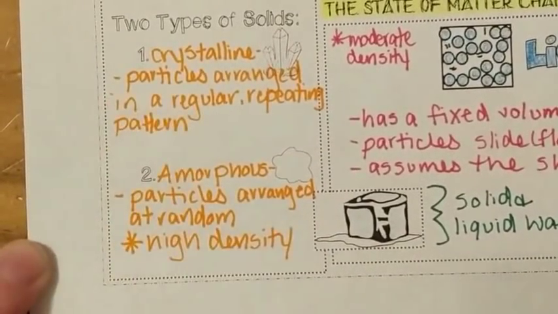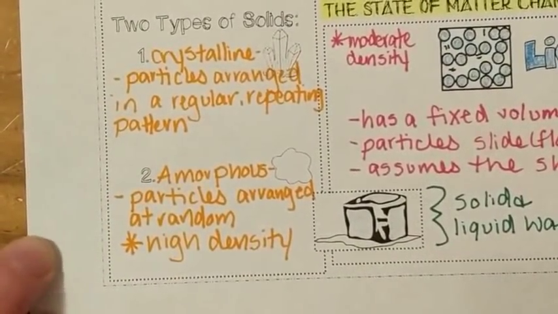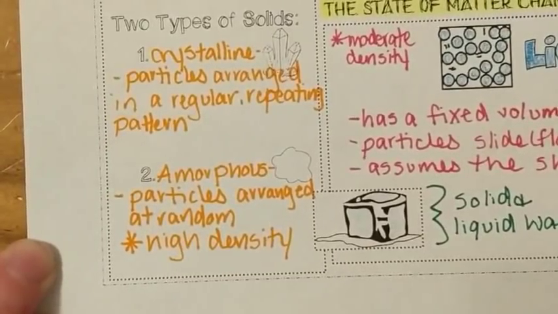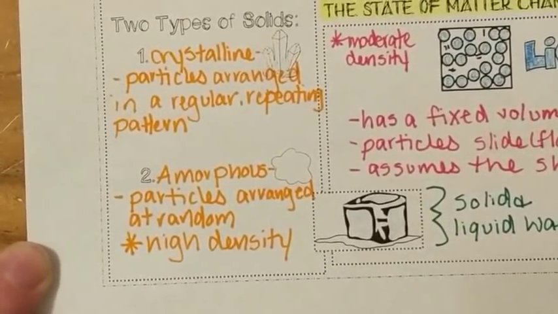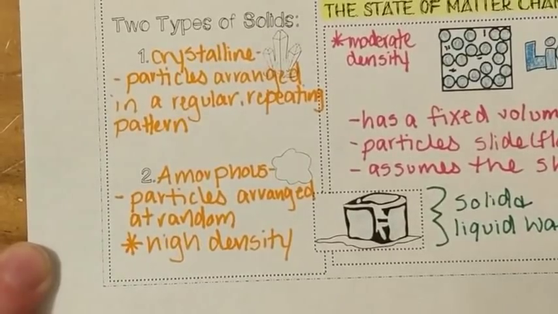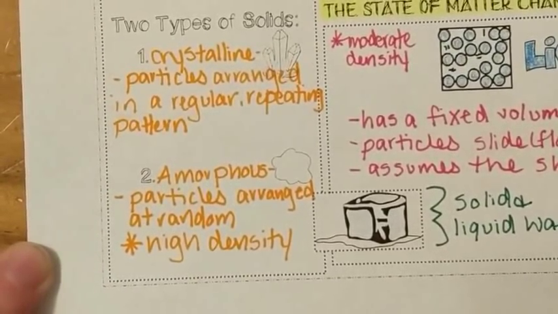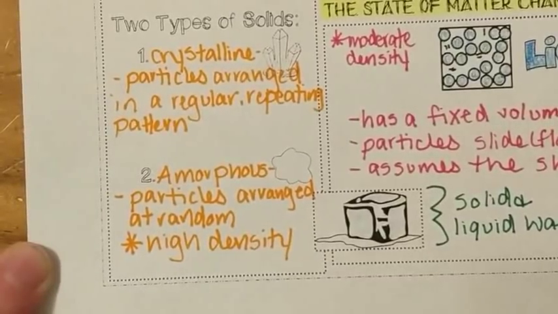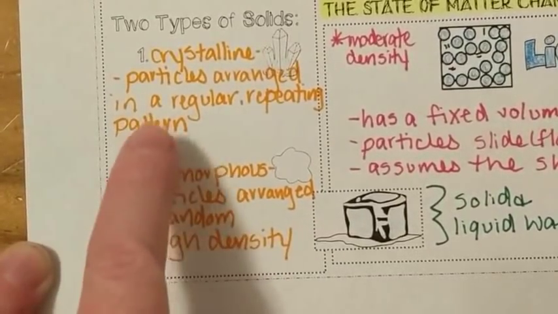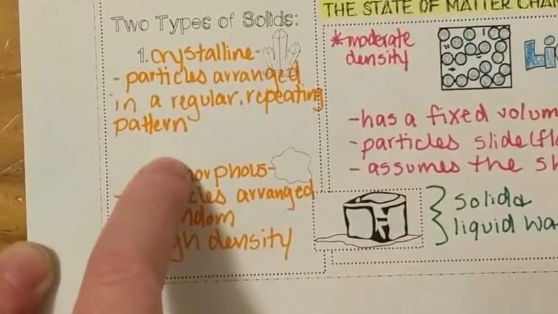In a crystalline solid, the particles are arranged in a regular repeating pattern. A good example of this would be the rock candy that we made in the lab. If you look closely at that, you could see that there was a definite shape that those crystals took because they have that regular repeating molecular structure.